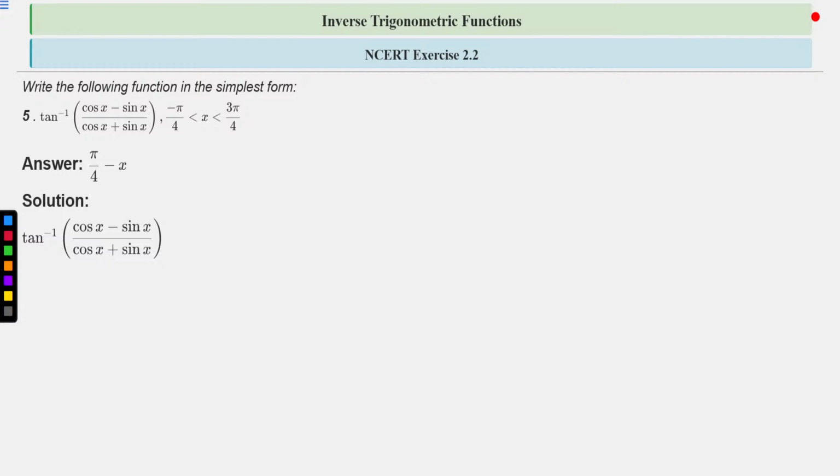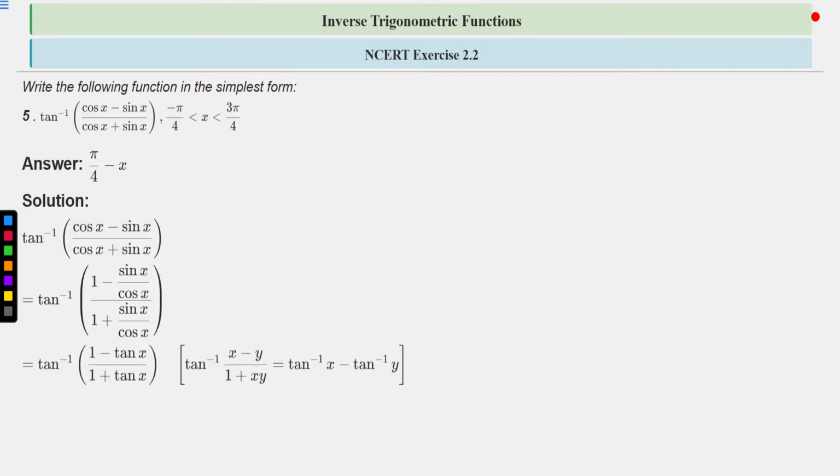See, our question is tan inverse of (cos x minus sin x) upon (cos x plus sin x), right? So we will divide the numerator and the denominator by cos x. Clear? So we'll get tan inverse of (1 minus sin x upon cos x) upon (1 plus sin x upon cos x). So we will write tan inverse of (1 minus tan x) upon (1 plus tan x). We know that tan inverse of (x minus y) upon (1 plus xy) is basically tan inverse x minus tan inverse y, right?